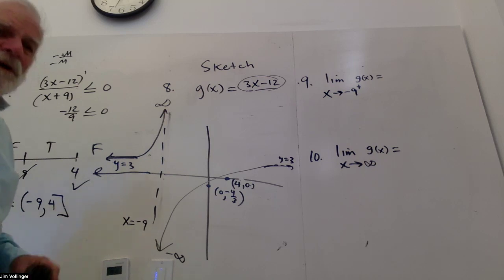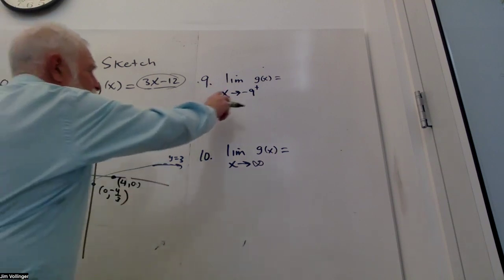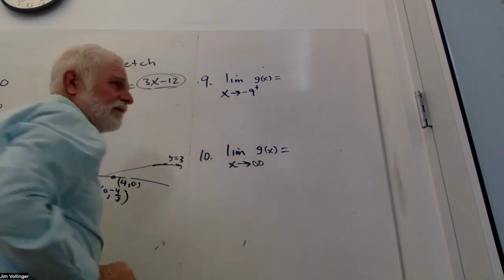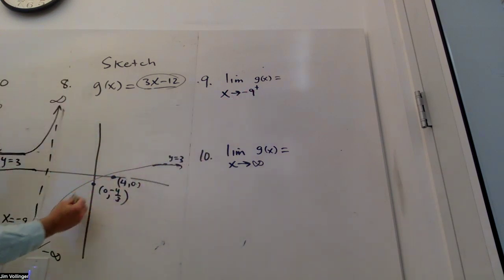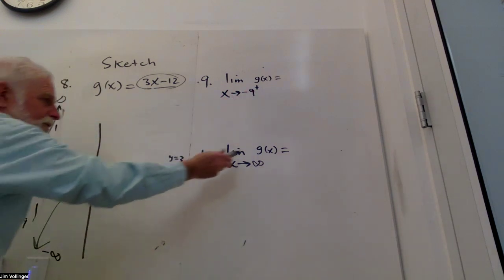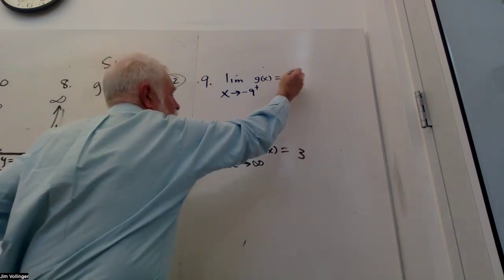And then there are a couple of questions about really what I've already talked about. So limit of g of x as x goes to negative 9 really means from the positive side, I'm going to negative infinity, and g of x as x goes to infinity is going to 3. So I really already talked to those.